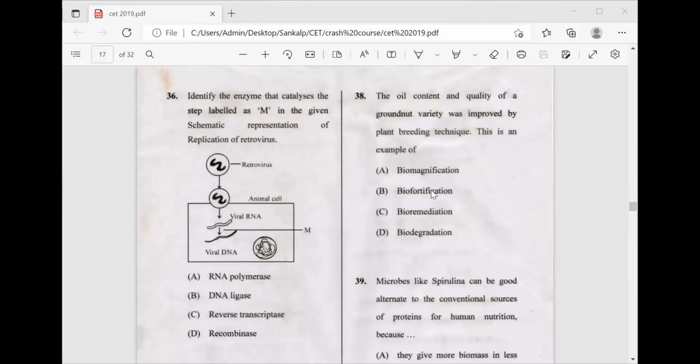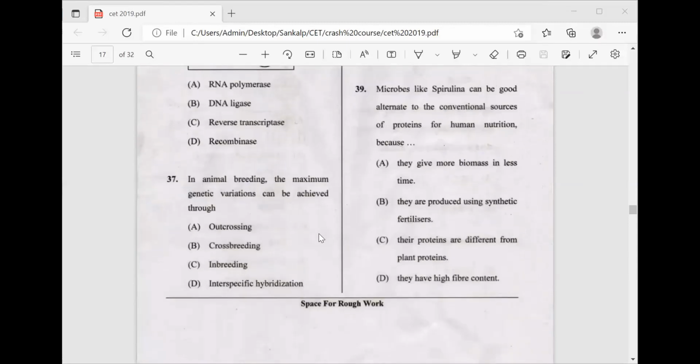Now, identify the enzyme that catalyzes the step labeled M in the given schematic representation of replication of retrovirus. So, which is that enzyme? Retrovirus, and in the animal cell, viral RNA is produced. So, viral RNA will be converted into viral DNA through an enzyme called M. So, what is that M they asked? That is the 36th question. Bhairesh, Kirtana, Vani, Janvi, Tasmia, Navya, all of you answered option C, and option C is the right answer, that is reverse transcriptase.